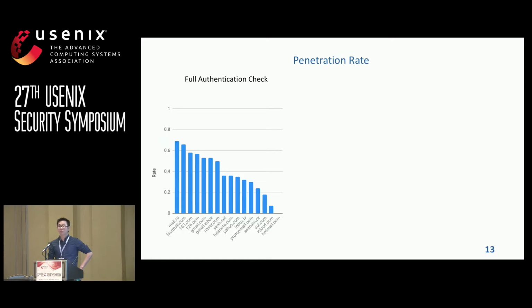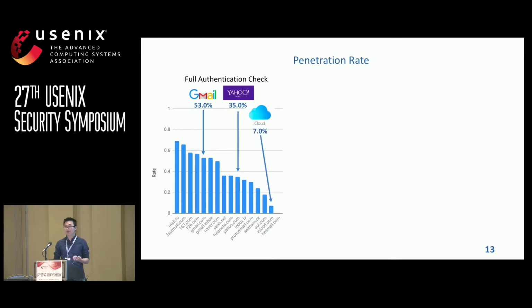Let's first look at the full authentication check group. As you can see, even when they are doing full authentication checks, they still let a lot of our spoofing emails into the user inbox. For example, Gmail lets 53% of our emails into the user inbox. Yahoo lets 35% of our emails into the user inbox. iCloud lets 7% of our emails into the user inbox. And Hotmail is the only email provider that blocked all of our emails.